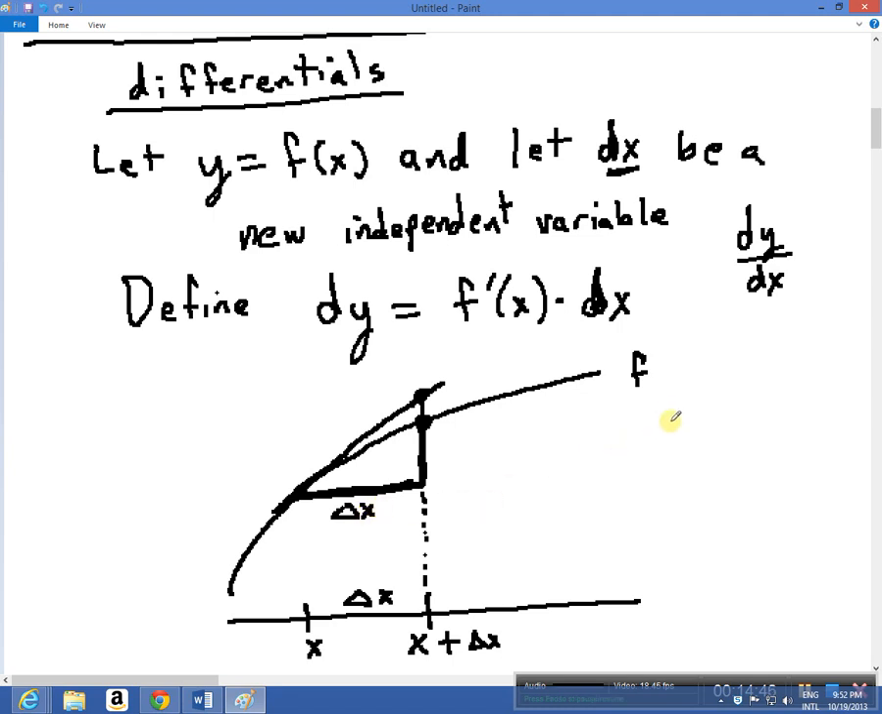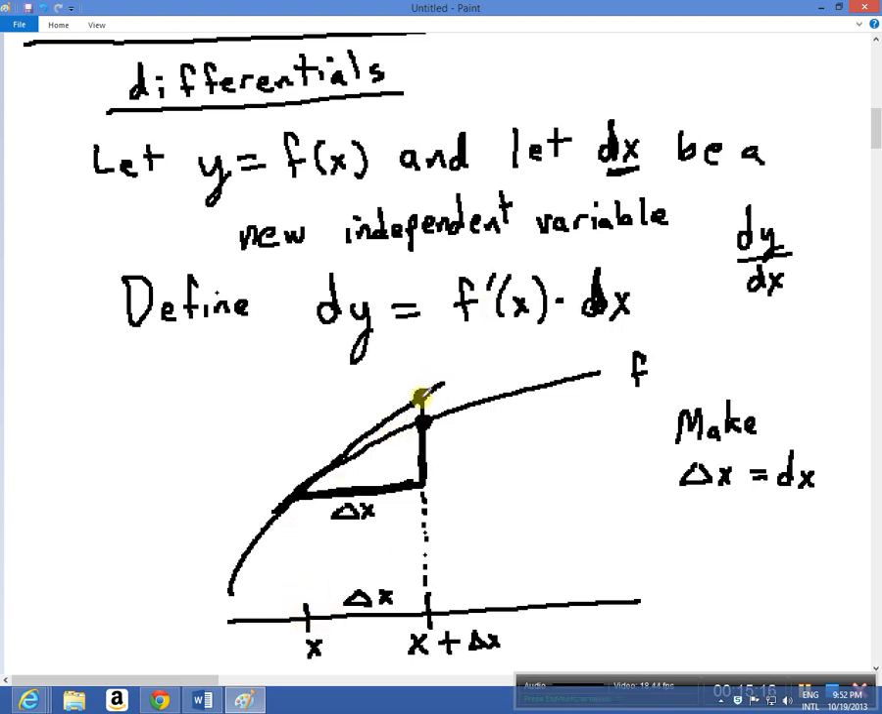And what we're going to say is we're going to make that delta x equal to dx, this independent variable that we're talking about right now. So delta x and dx are exactly the same. Now, what happens when you take this tangent line? What is the slope of that tangent line? Well, of course, the slope of the tangent line is the derivative at x.